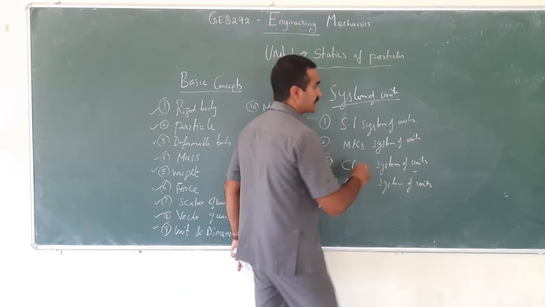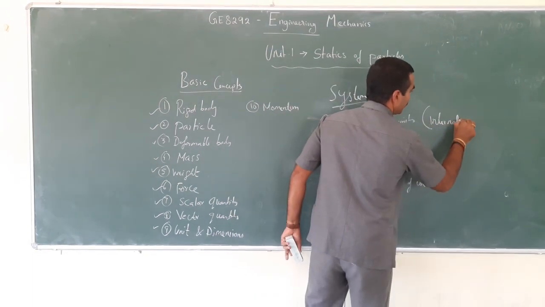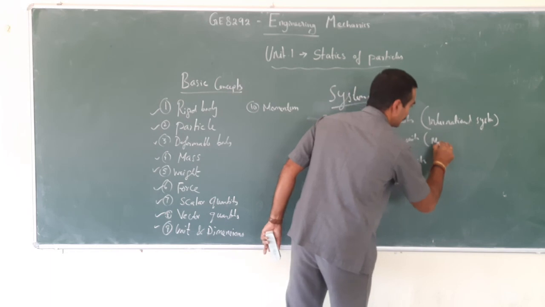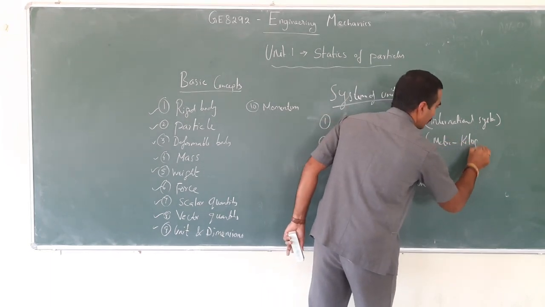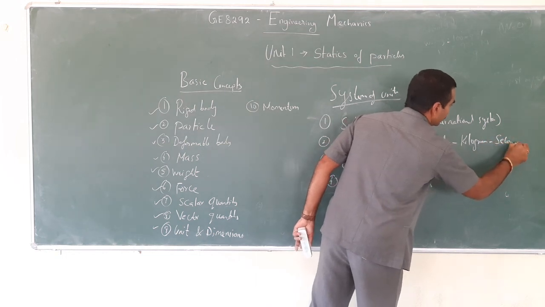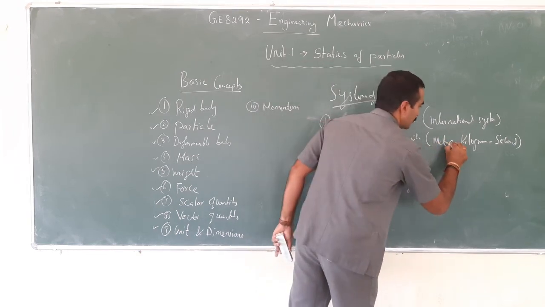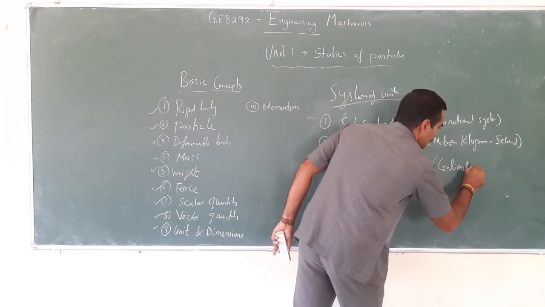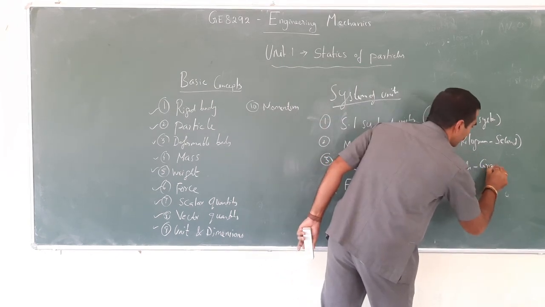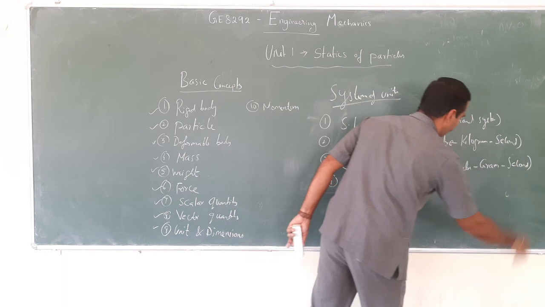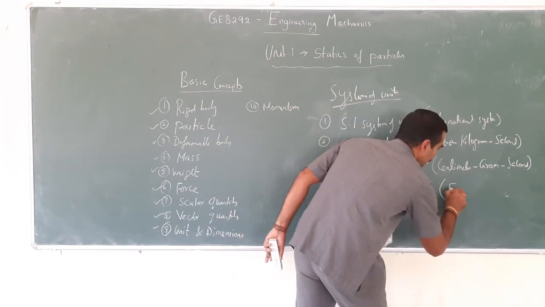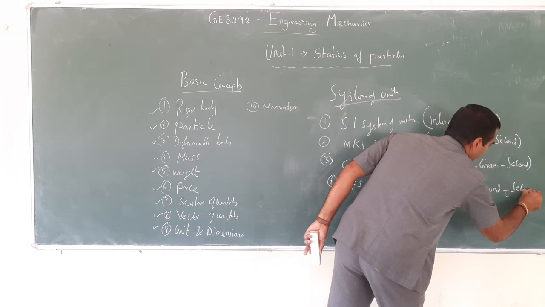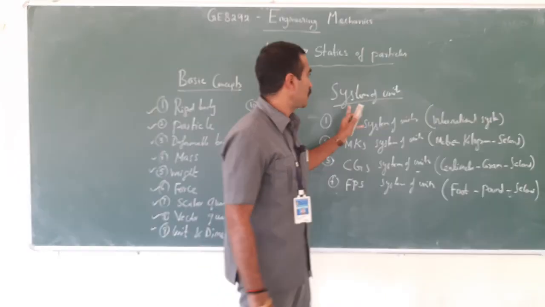So what is SI? SI is nothing but the International System. MKS is nothing but meter, kilogram and second. CGS is centimeter, G is gram and S is second. And what about FPS? F is foot, P is pound, S is second. So these are the 4 types of system of units.